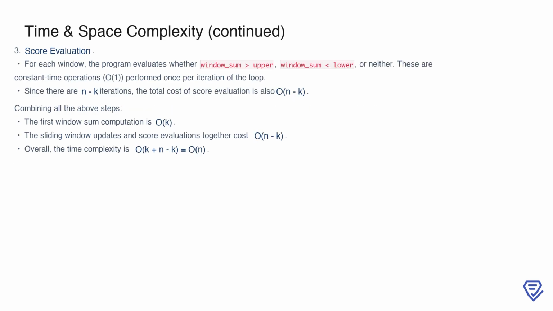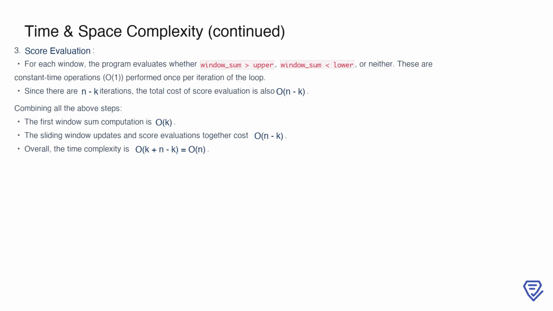Now, let's focus on the time complexity of the score evaluation step. For each window of size k, the program checks if the current window_sum exceeds the upper threshold, falls below the lower threshold, or lies in between. Each of these comparisons is a constant time operation, or O(1), and they occur once per iteration of the sliding window loop. Since the loop runs n minus k times, the total time spent on score evaluations is O(n-k).